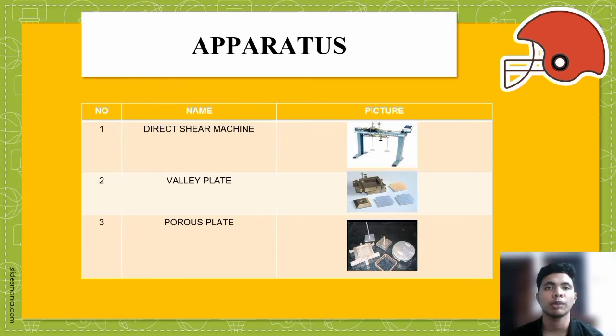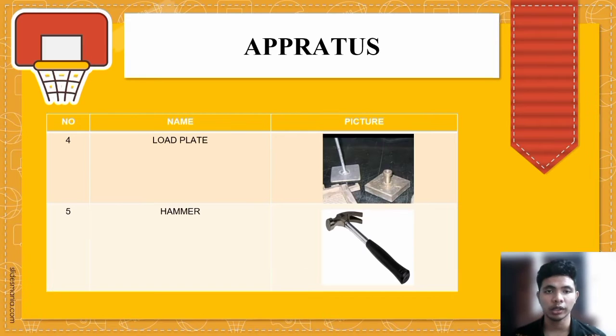I'm going to be explaining the apparatus that we use in this test. The first apparatus is the direct shear machine, the second one is the solid plate, and the third one is the porous plate. Then the load plate, and last but not least the hammer. So these are the items that we use to do this kind of test.